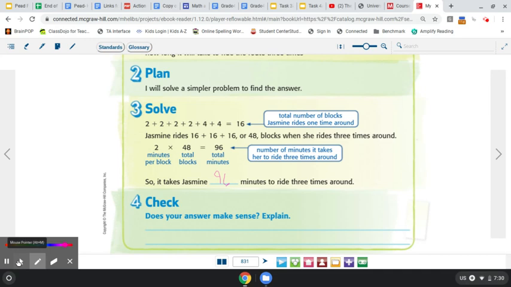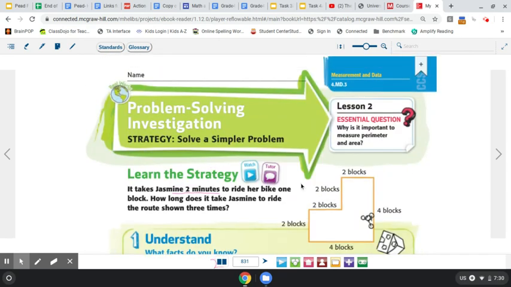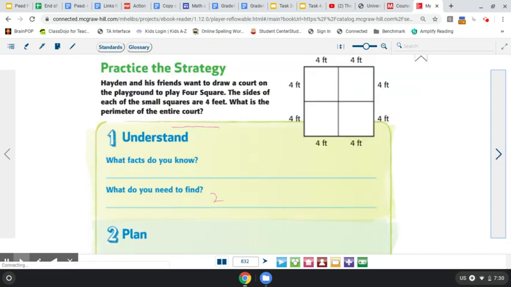Does your answer make sense? Explain. Okay. Think about everything that we just did and look at the problem. If it takes her 2 minutes to ride 1 block, so that's 2 minutes, 2 minutes, because that's 2 blocks, and so on for every block. And then 3 times. We have to do that 3 different times. Think about that.